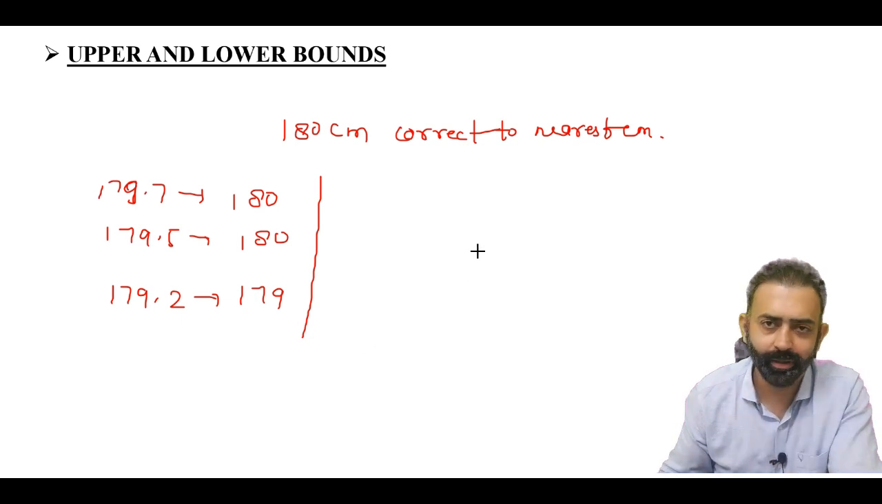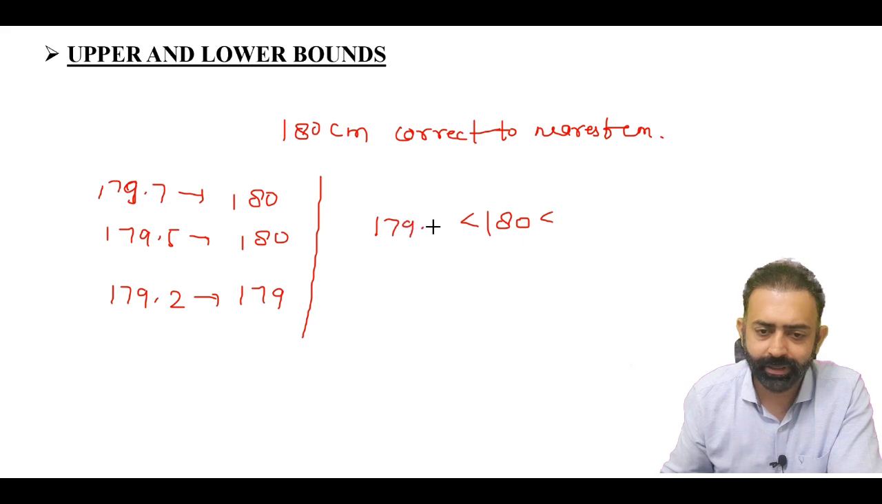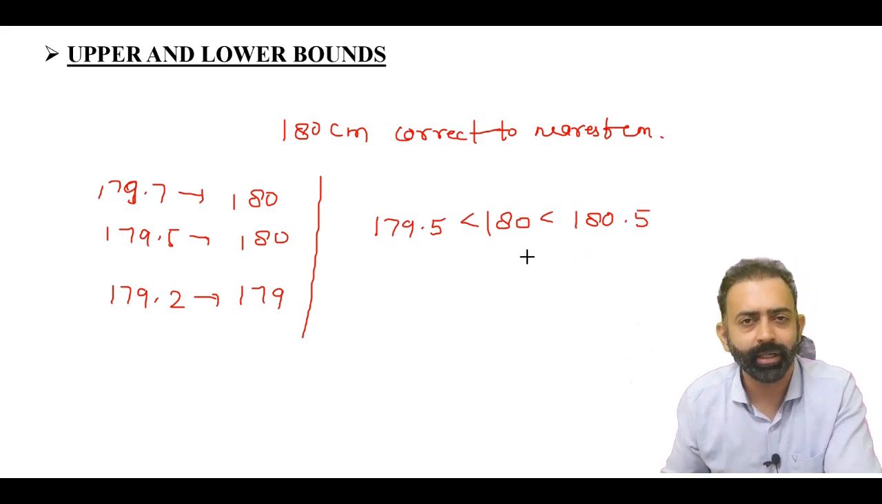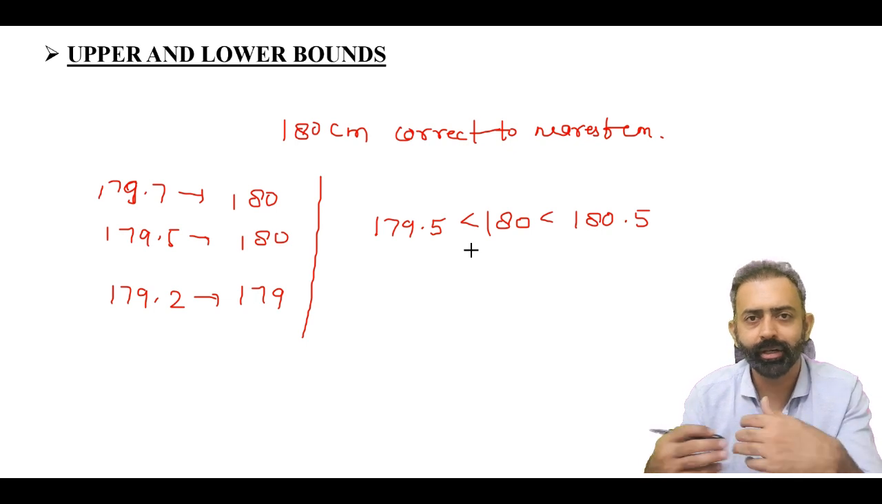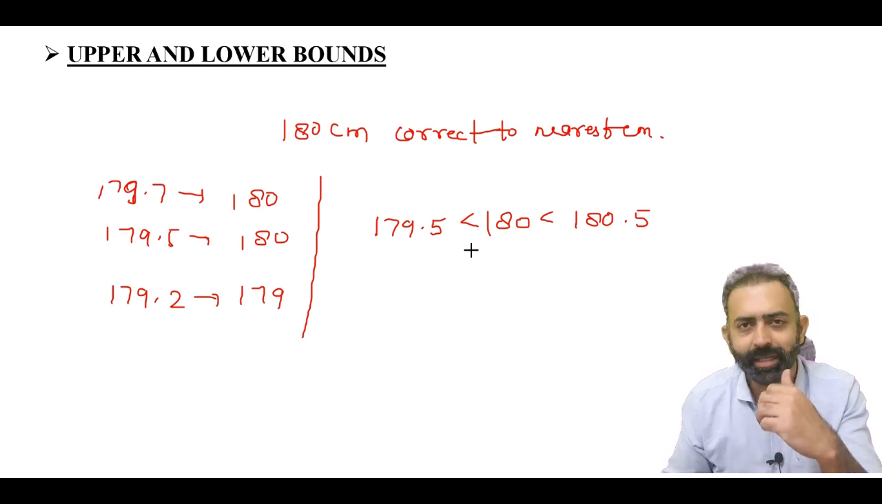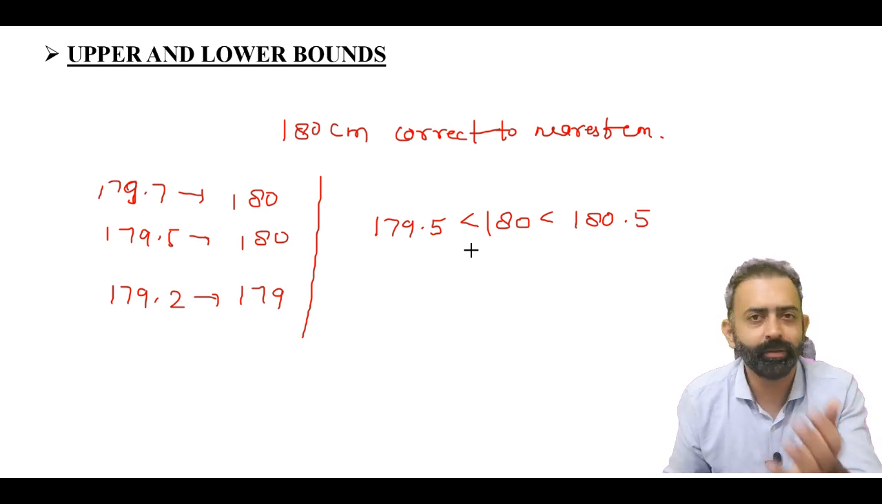For example, if I take this 180, so this 180 can be represented using an inequality that all the values which are lying between 179.5 and 180.5, all those values will be rounded to 180. That is the meaning of correct to nearest centimeter. If a value is lying between these two values, the nearest centimeter to those values will be 180.